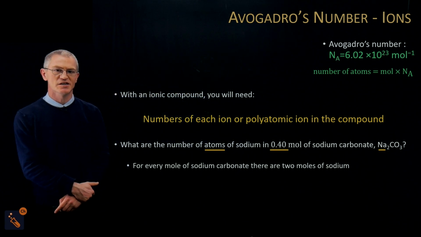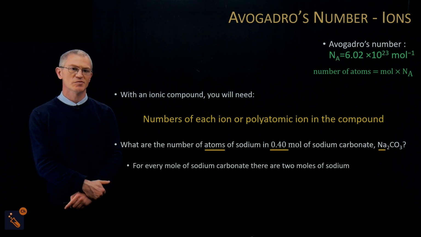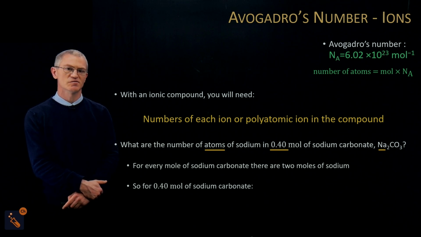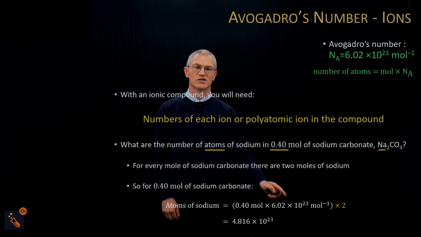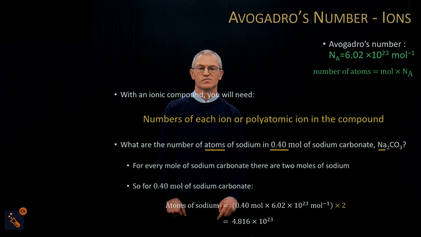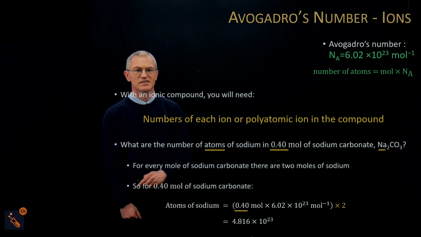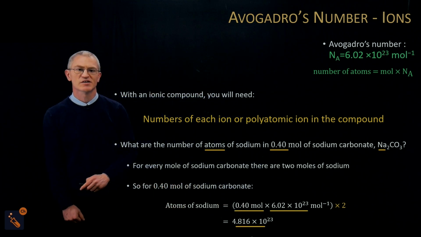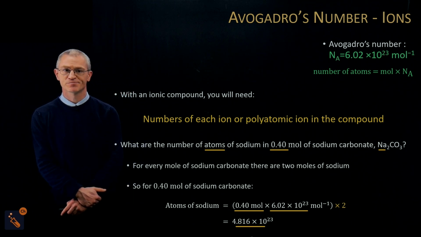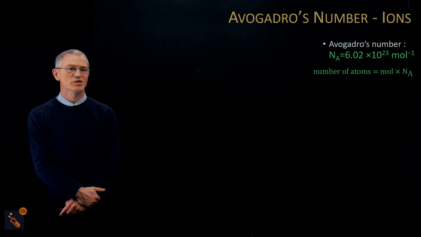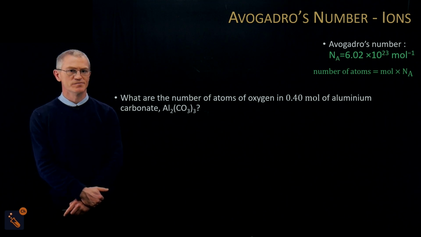So if you put that into a calculation, for every 1 mole of sodium carbonate, there are 2 moles of sodium. So for 0.4, it is going to be 0.4 times 6.023 times 10 to the 23 times 2. If you put those numbers into the calculator, you'll get 4.816 times 10 to the 23. Let's do a little bit more complicated example.